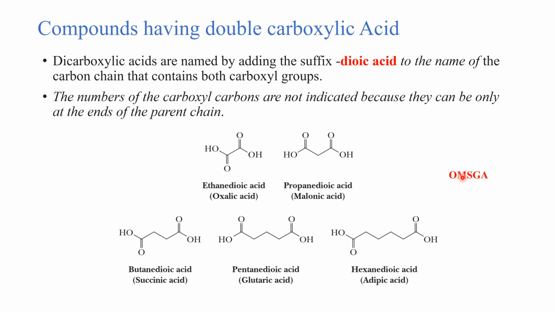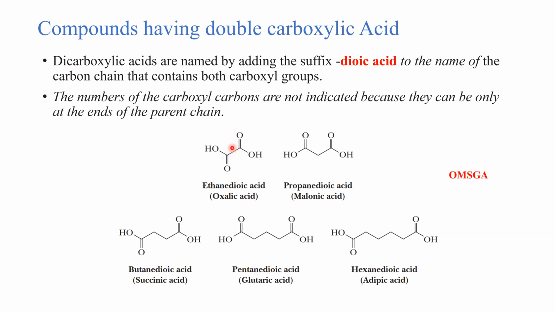It will give you the order in which the CH2 length increases. So oxalic, then malonic, then succinic, then glutaric, and at the last there is adipic acid. So you can remember this as OMSGA, right? OMSGA is giving you the order.